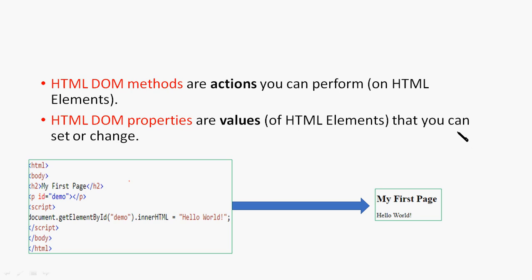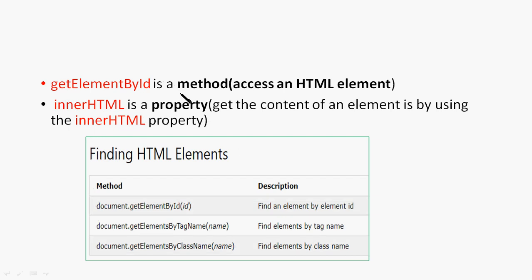You can set or you can change the HTML DOM property. This is an example. So getElementById is a method that is used to access an HTML element. innerHTML is a property to get the content of an HTML element. Okay, you can use other methods to find HTML elements. One method is document.getElementById. Using this method, you can access the HTML element with a specific ID. You can also use getElementsByTagName, or you can use getElementsByClassName. So usage of these will be explained in the coming videos.